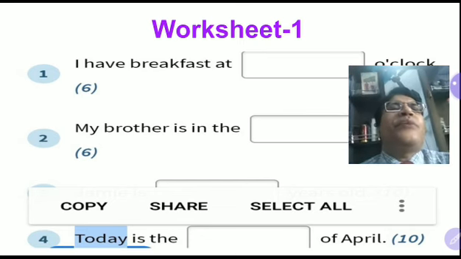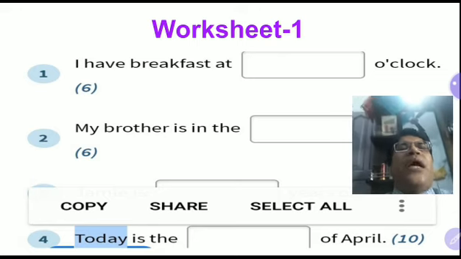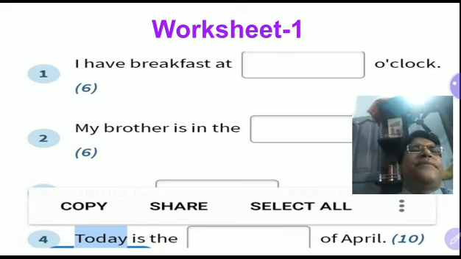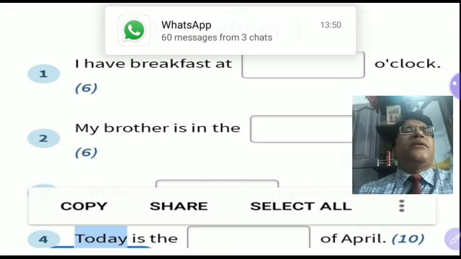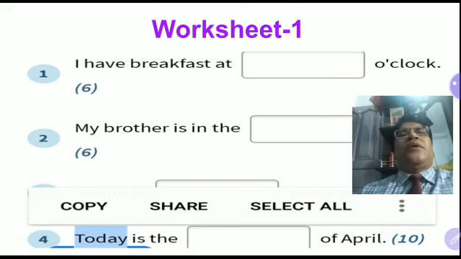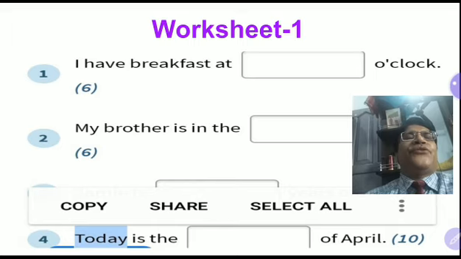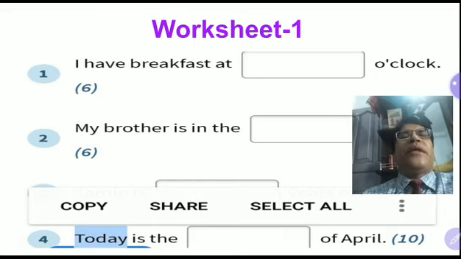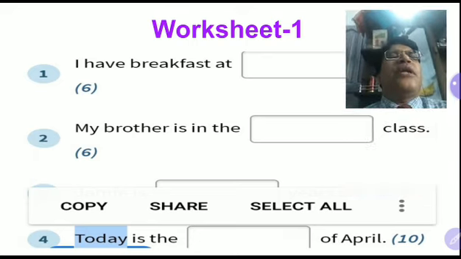Now let us come to worksheet 1. Now look at question number 1. I have breakfast at blank o'clock. Now you have to use either the cardinal or the ordinal. I have breakfast at 6 o'clock. Here the first blank has to be filled with 6, S-I-X. Now next, my brother is in the blank class. You have to fill up the blank. Here you know it very well. My brother is in the 6th class.